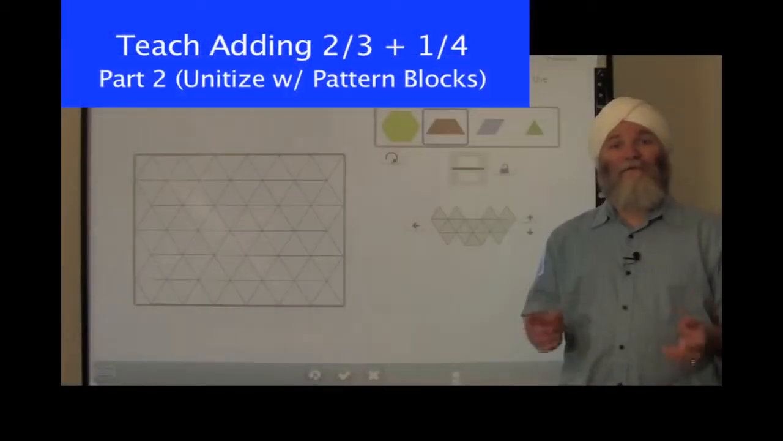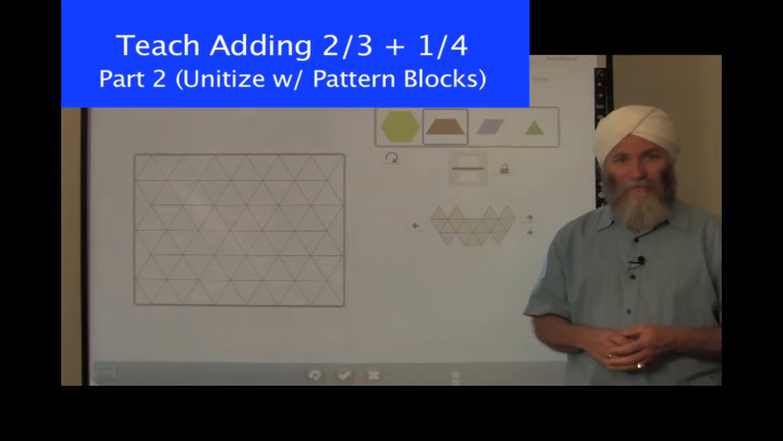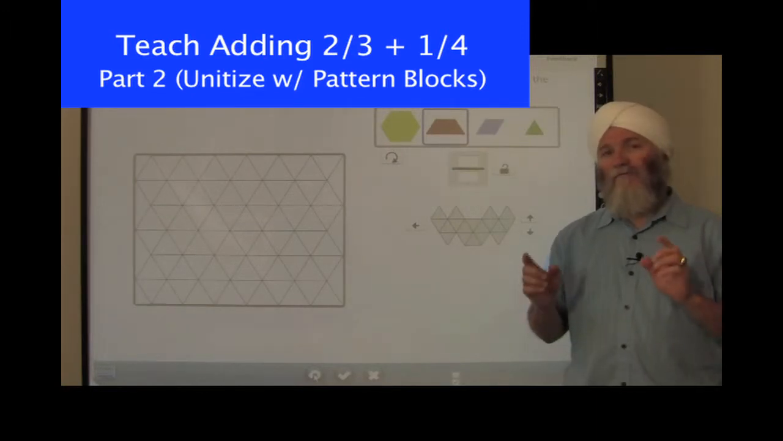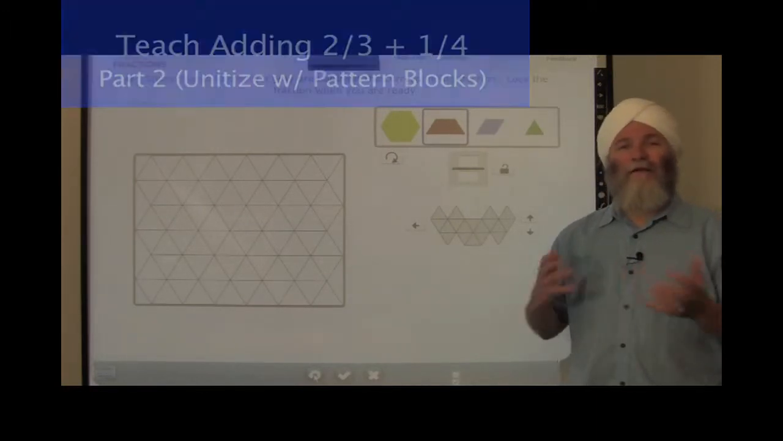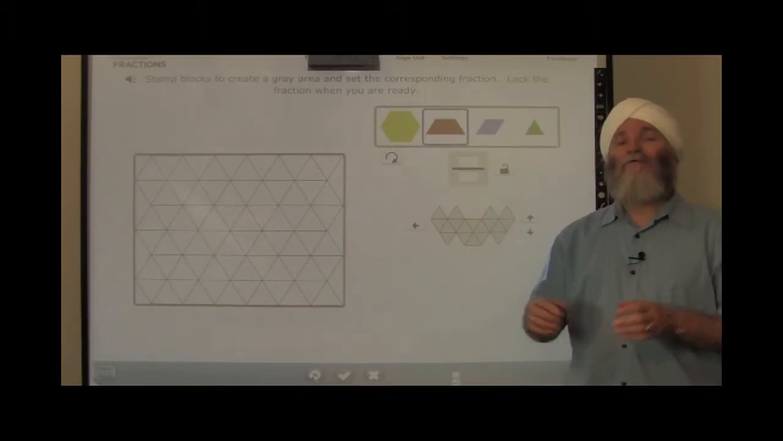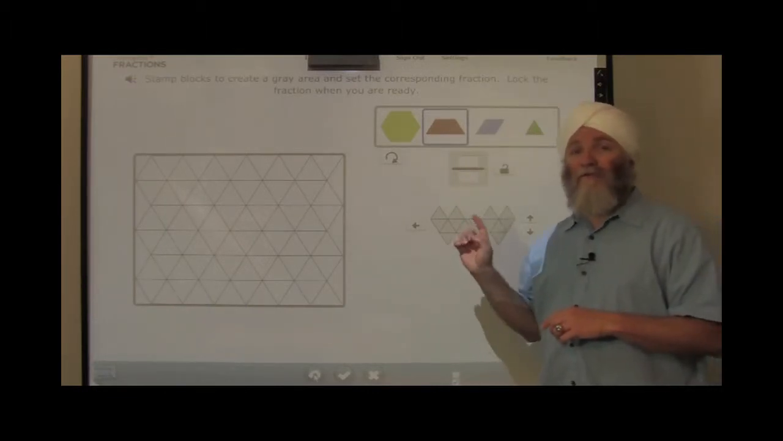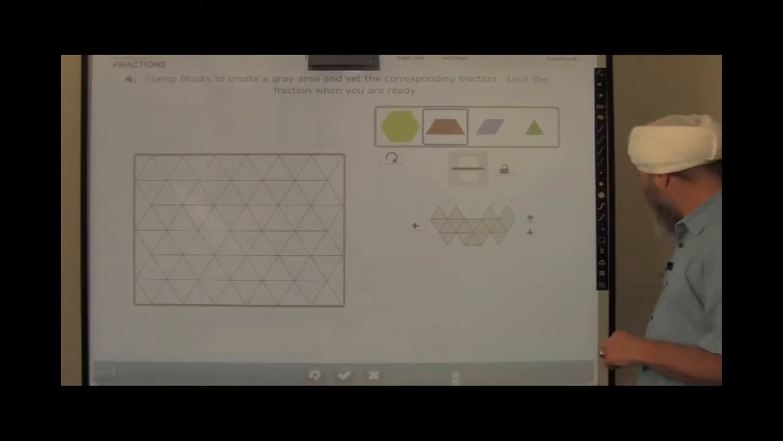This is part of a series of videos about one specific problem, 2/3 plus 1/4. Using Conceptua Fractions free tools, we're modeling whole class discussions that lead to a deep understanding for students. We're using a variety of tools to represent the problem in multiple ways. Now in this video, we use the Unitizing with Pattern Blocks tool.